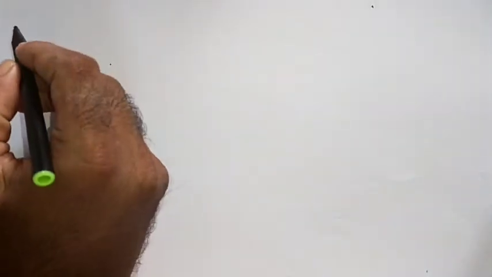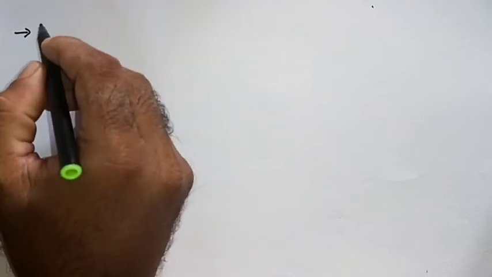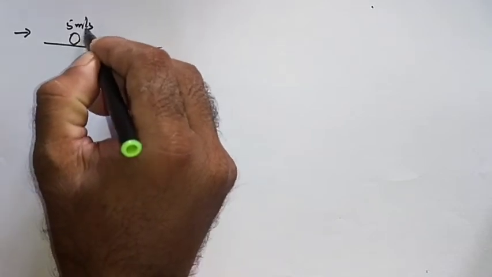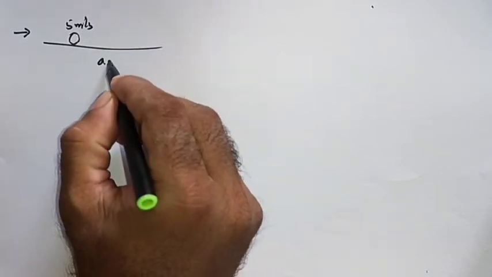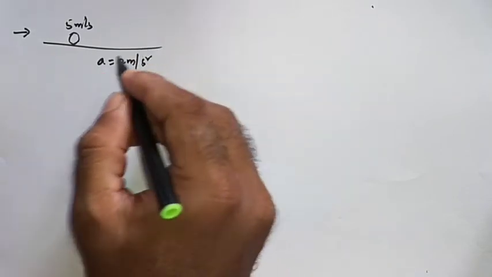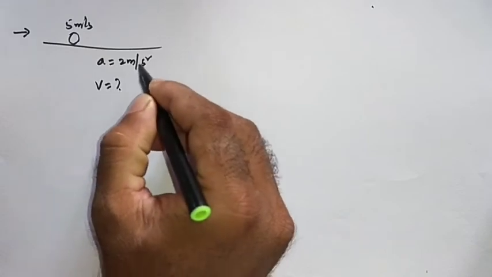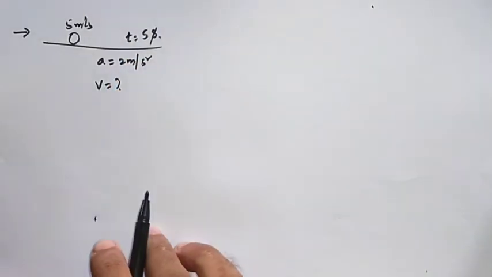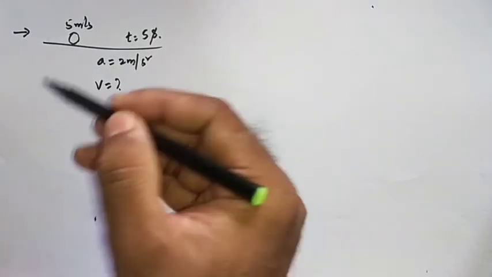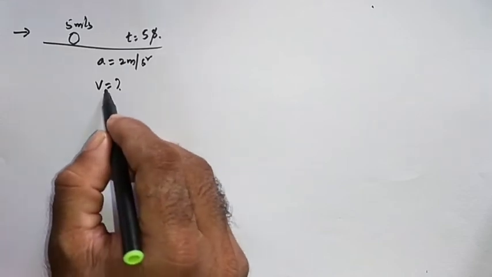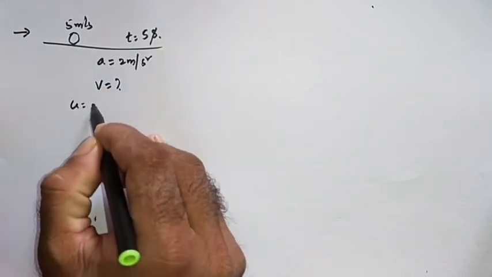First I'll take a body moving with a speed of 5 meters per second with a uniform acceleration of 2 meters per second square. What is its final velocity after 5 seconds? What is its velocity after 5 seconds? Understood? So I want to calculate v. What is given? u is given.